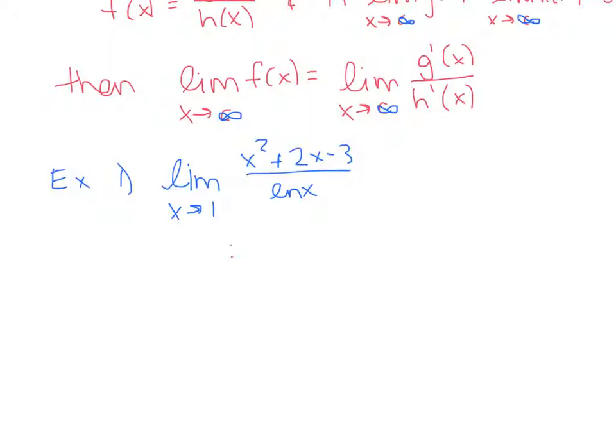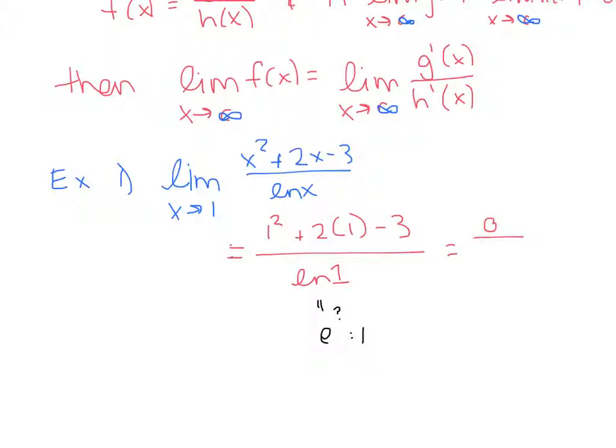So if I plug in 1, I'm going to get 1 squared plus 2 times 1 minus 3 all over the natural log of 1, which is going to get me to 1 plus 2, which is 3, minus 3. So my numerator is going to be 0, okay? And the natural log of 1 would be e to some power, right? If you think about your exponent rules, this is the same thing as saying e to what power equals 1, and you should know that any constant raised to a power of 0 gives you 1. So again, this is 0, we end up with 0 over 0, which is indeterminate form.